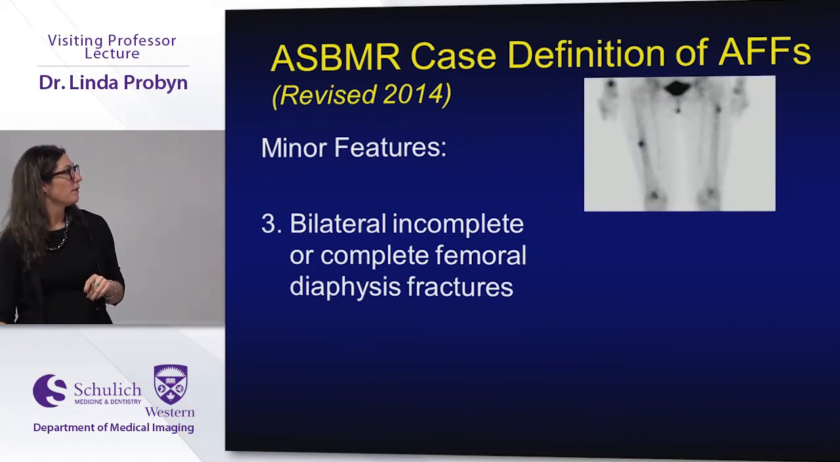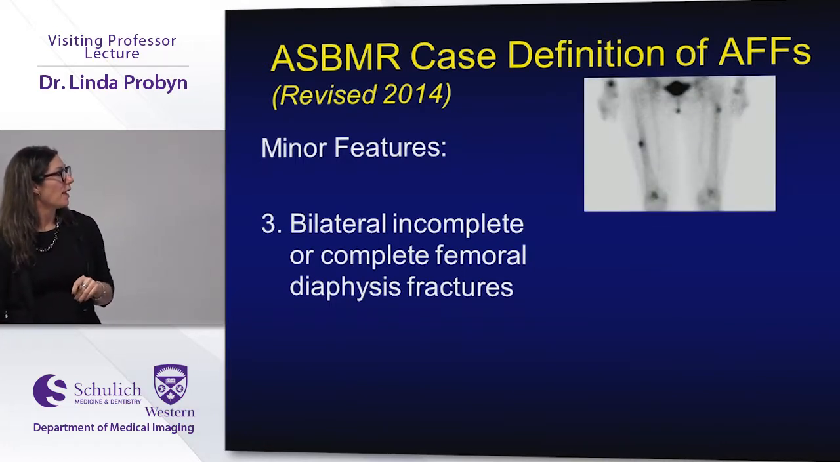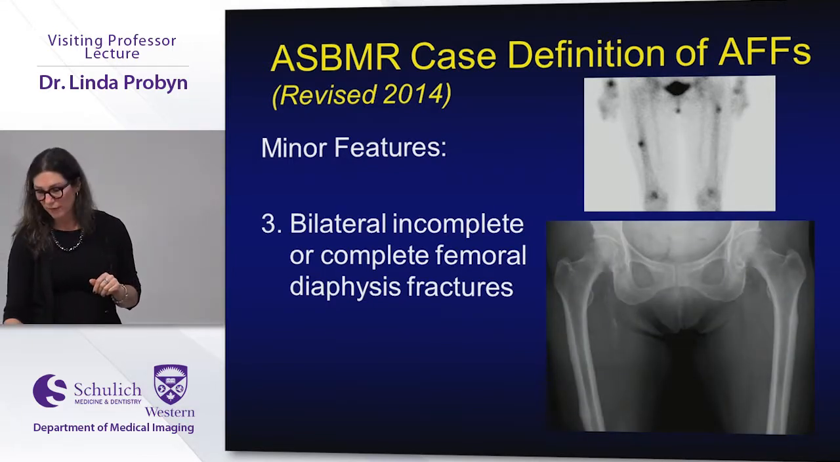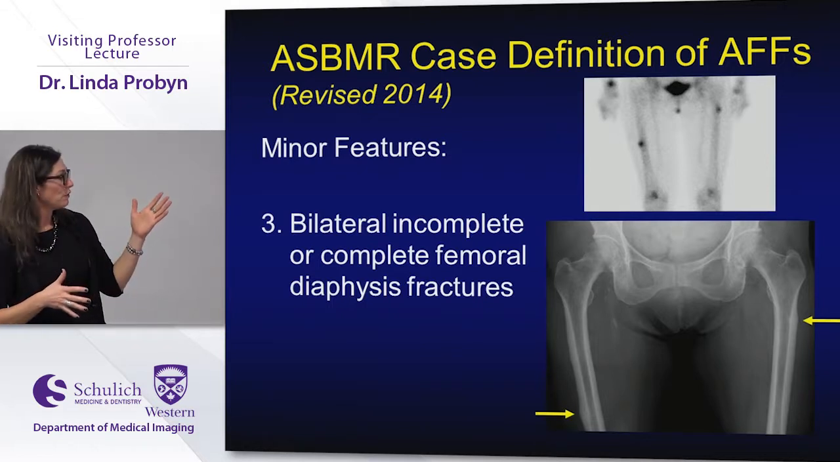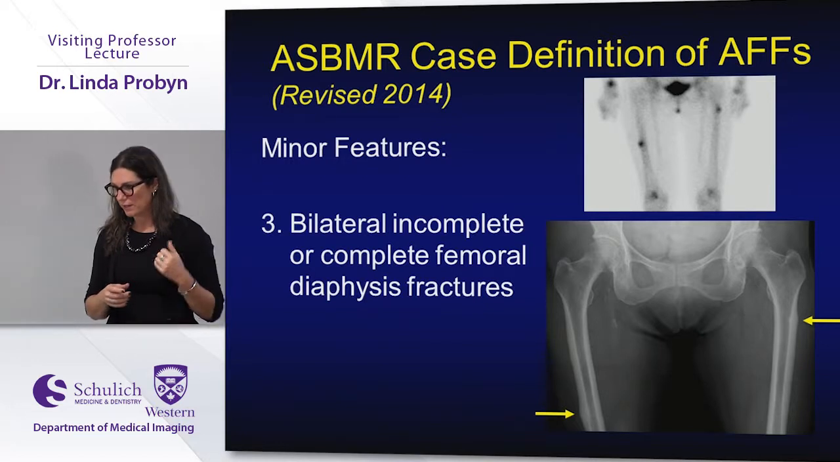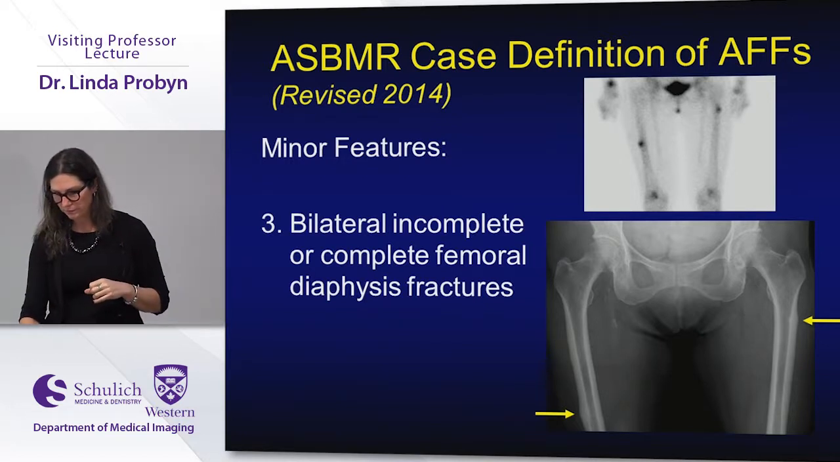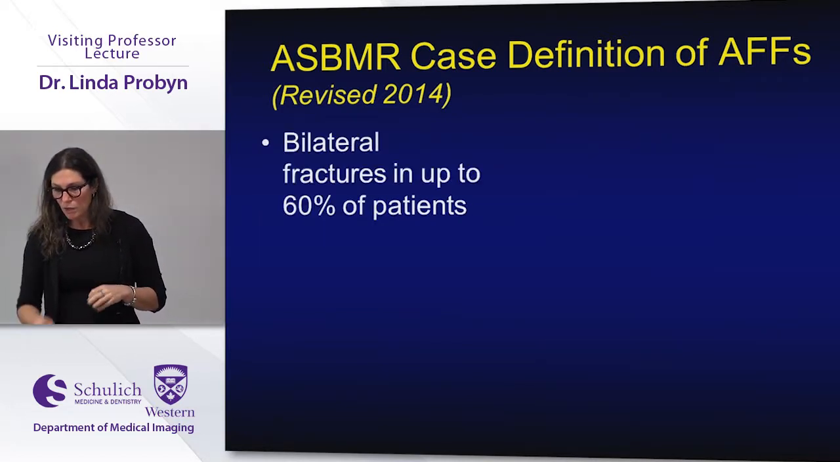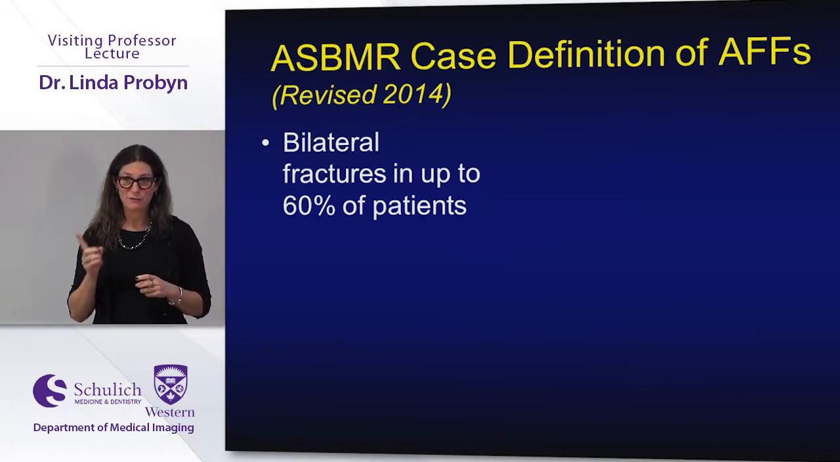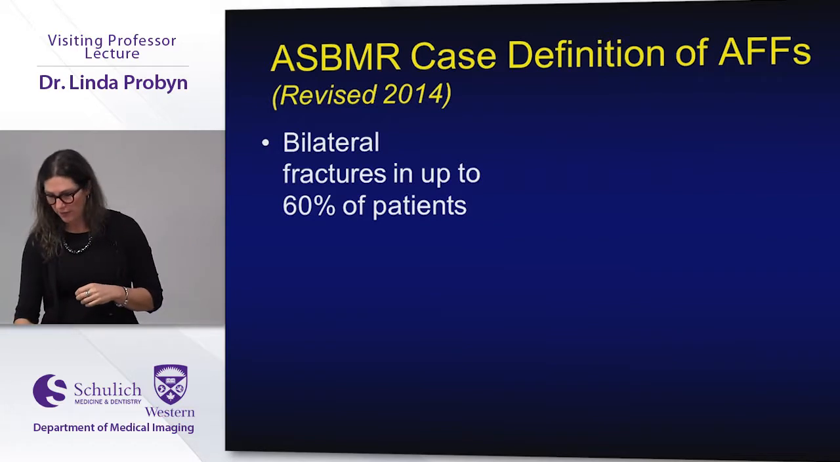Here's another example of a bone scan showing bilateral uptake, and you can see some plain film. On the right side, it's got that diffuse cortical thickening, but the bone scan really helps to identify the site of abnormality, and the same thing is happening on the left. So fractures are bilateral in up to 60% of patients. This is a key point as well.